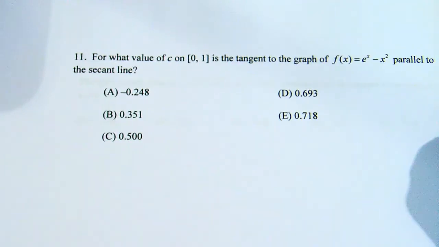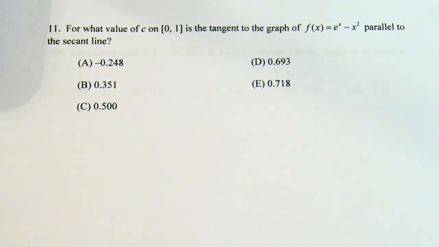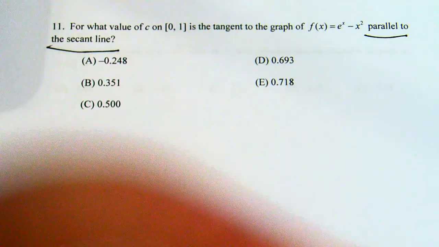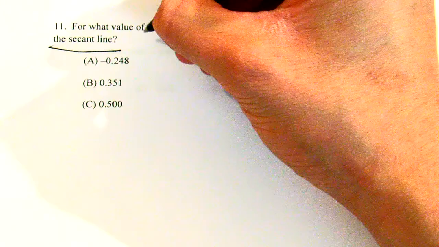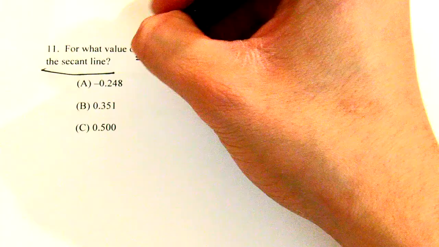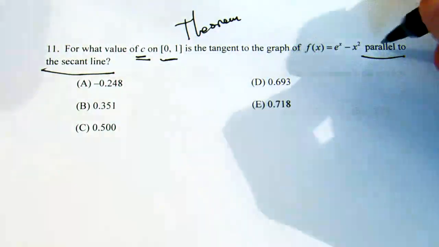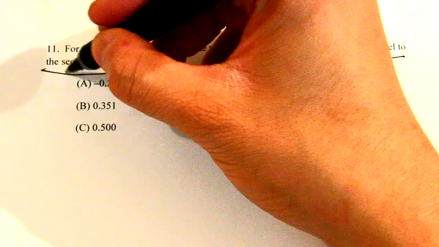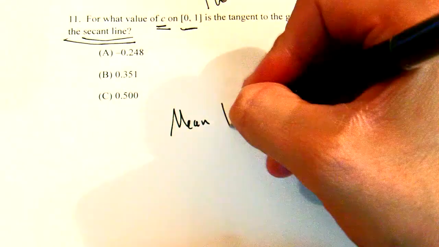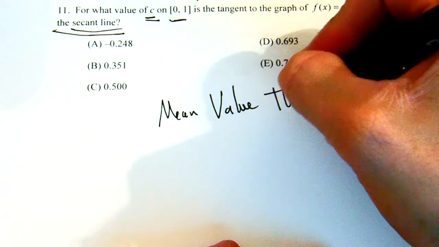So here we are, we're looking at question 11. It says, for what value of C, on 0 to 1, is the tangent to the graph of f of x equals e to the x minus x squared parallel to the secant line? So first of all, based on this terminology, we should have figured out what the question was really asking us about. So we're looking for basically a theorem here that we've been dealing with, right? That involves C, a closed interval, and a secant line parallel to some tangent line. So if you guessed it, this is the mean value theorem.